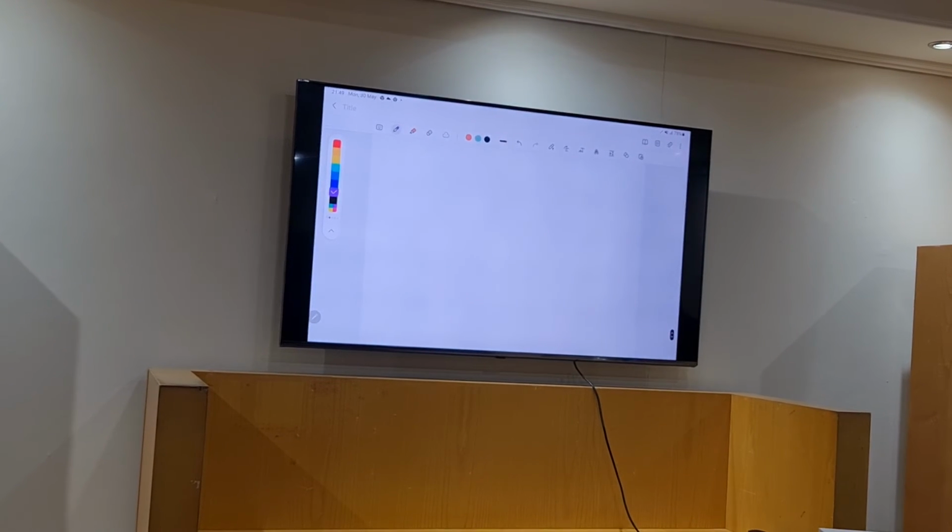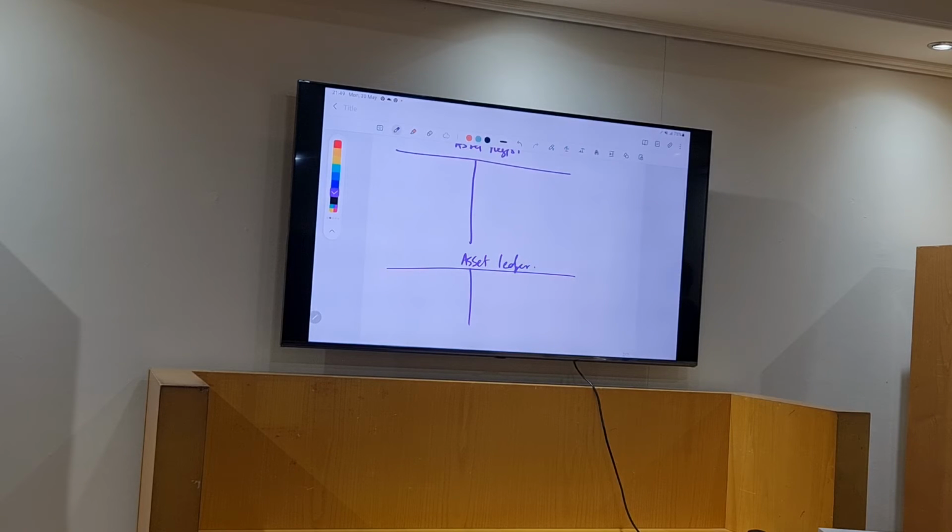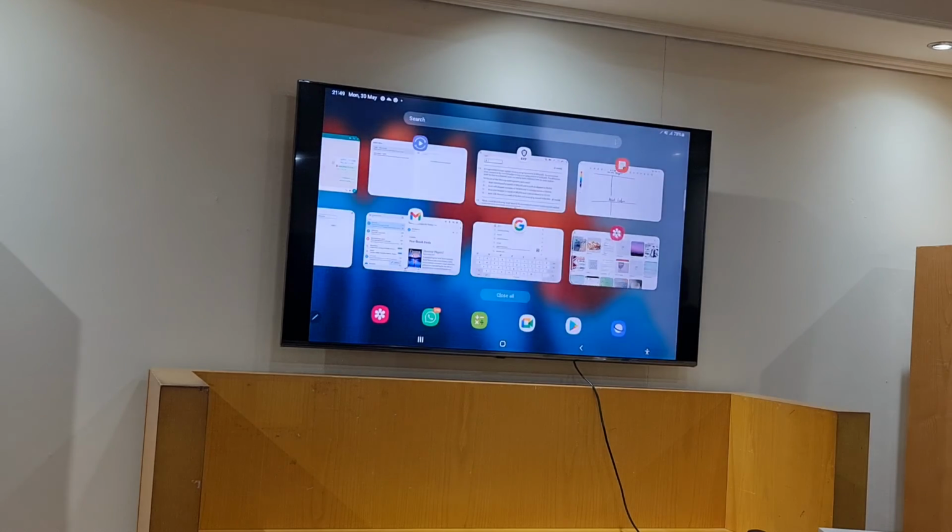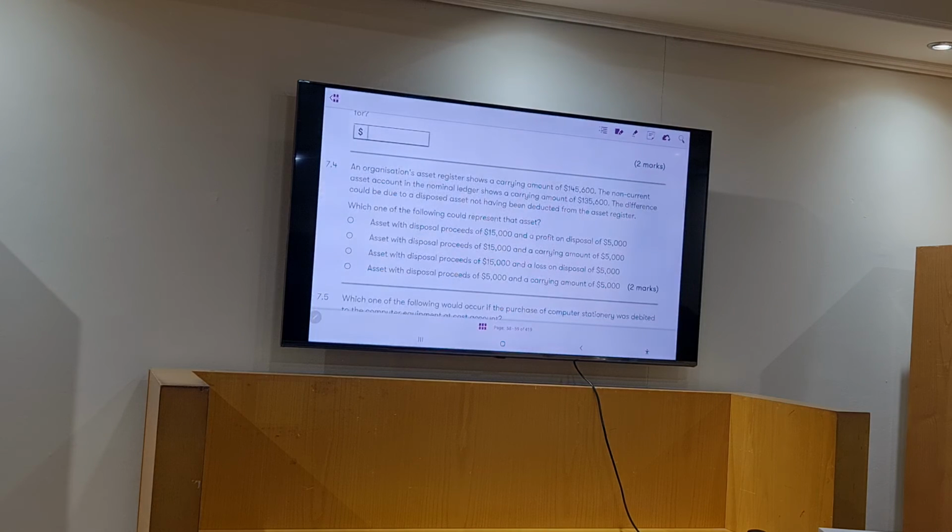See, you have asset register, and then you have nominal ledger, asset ledger. I told you both these numbers must be equal. That's a normal expectation. But in this situation, what do they say? 10,000 difference. Asset register 140,600, whereas the nominal ledger 130,600. So there is a 10,000 reduction.